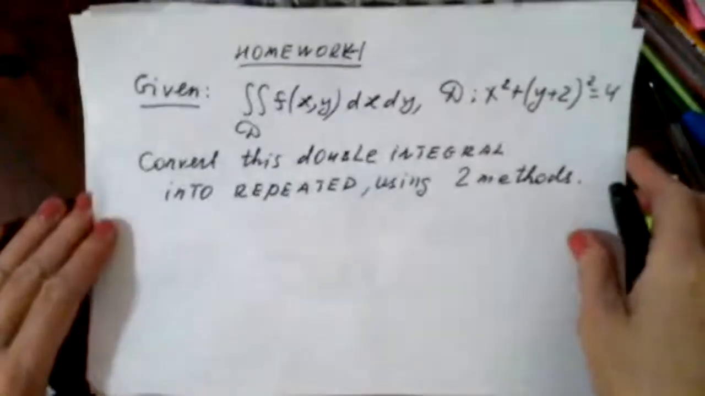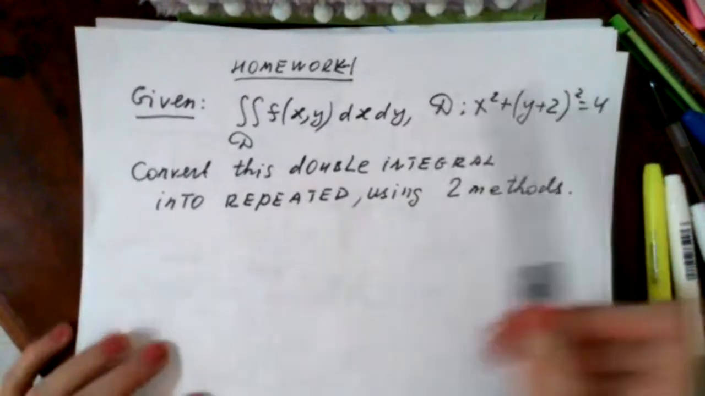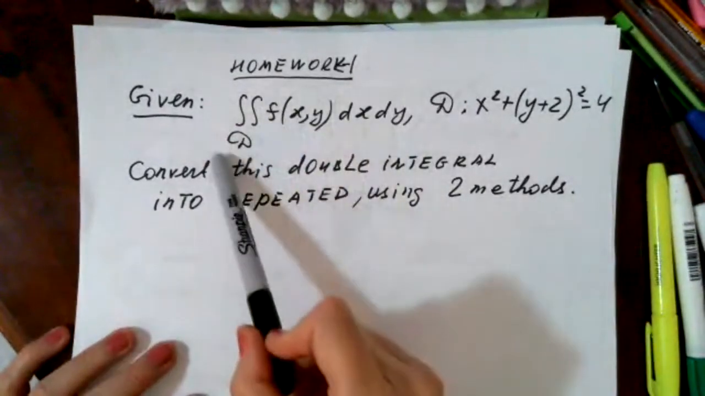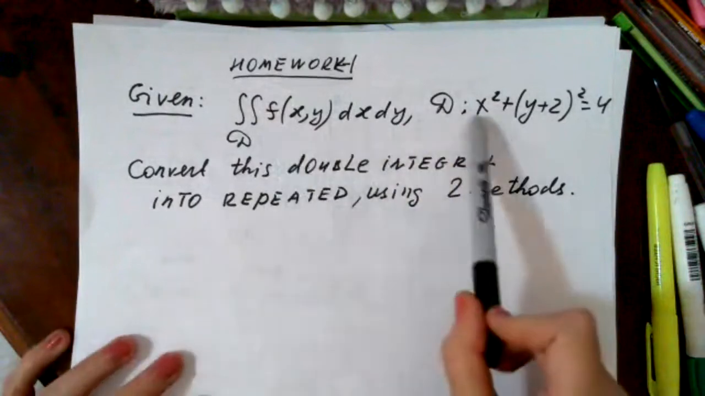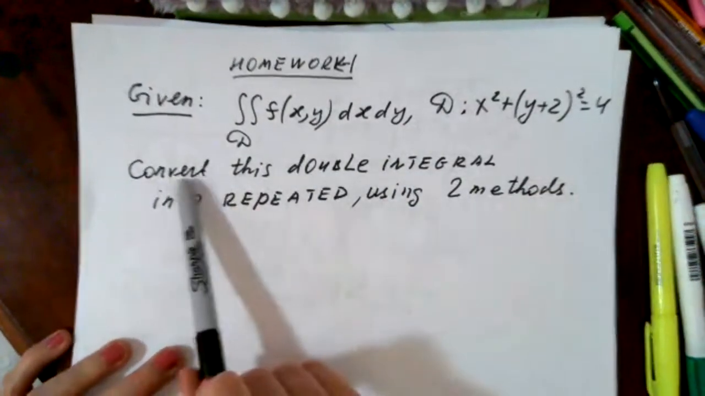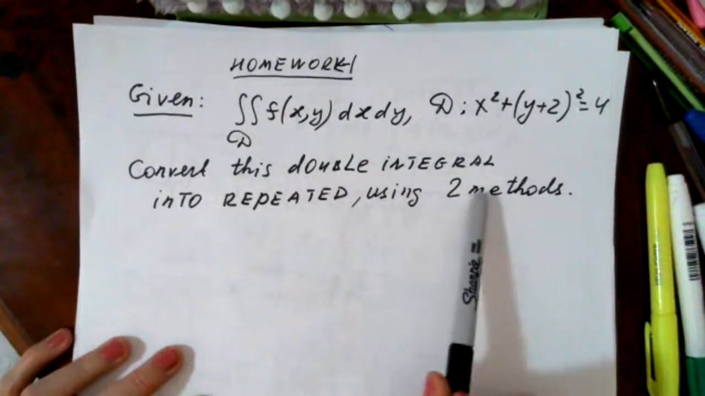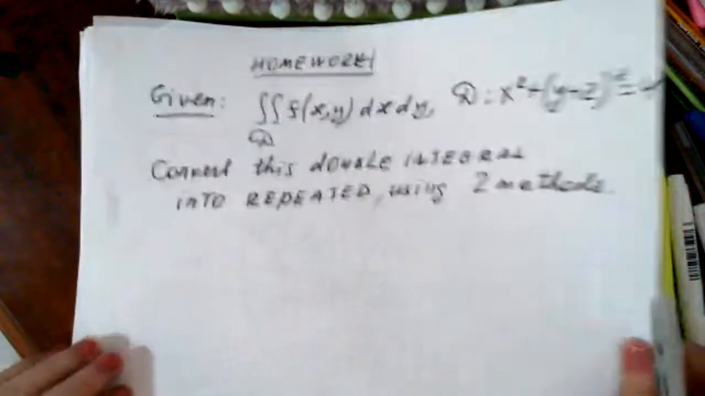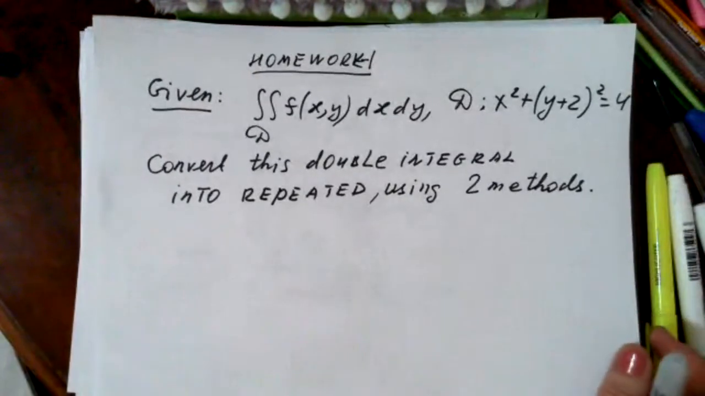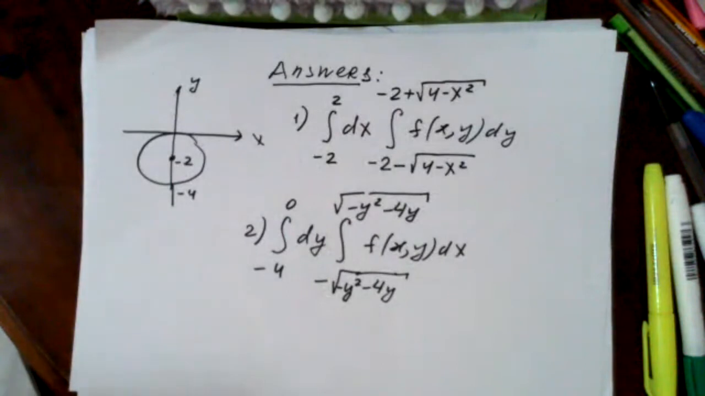should do this little homework as usual. So this is your homework consisting of only one problem. You're given a double integral here with a known function as well. And the region is bounded by this shifted circle. Your assignment is to convert this double integral to a repeated integral using both methods, just for the sake of this exercise, as I said before. So pause your video, do this homework, and here are the answers.